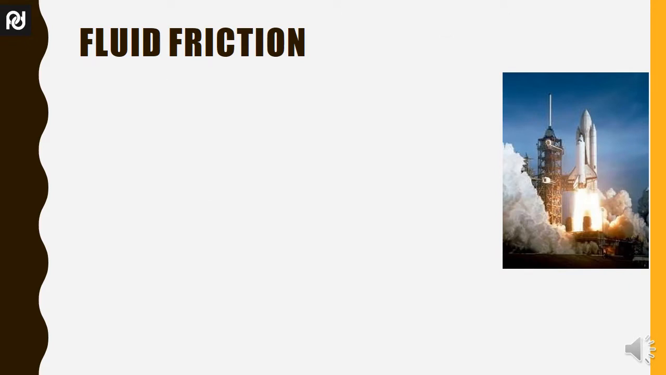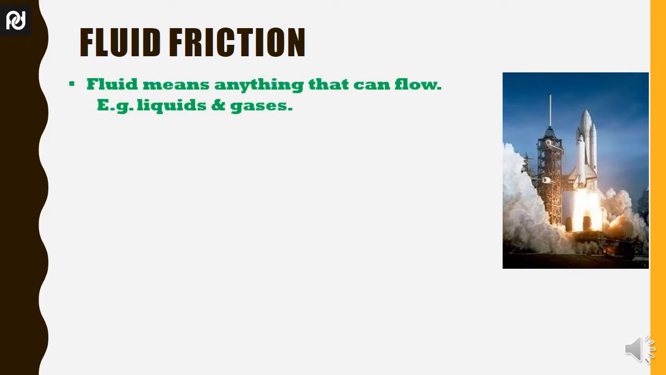Beginning from the very first thing, fluid friction. Fluid means anything that can flow, like all the liquids and the gases that we are having. So in case you have observed any kind of water flowing or the wind which is blowing, those all are known as fluids. Since a solid thing cannot flow, it is not included in the fluid part.